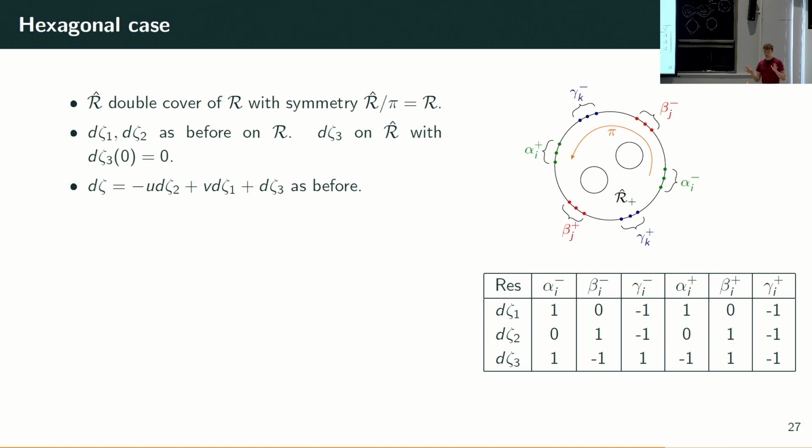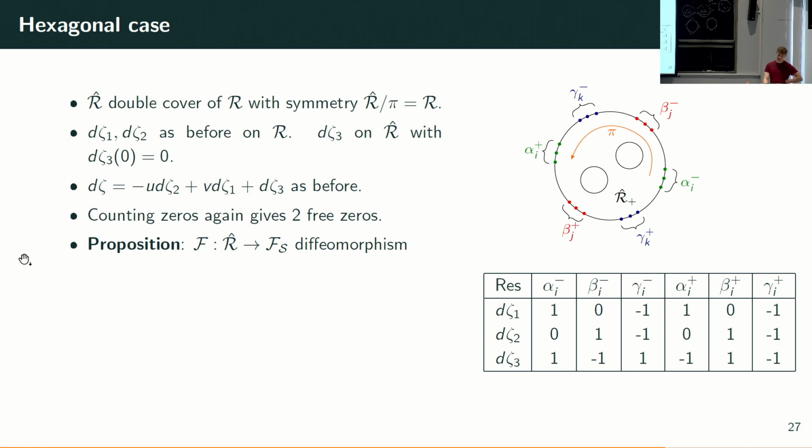But so then you do the exact same thing. You still look at this family of differentials right here. Well, you have to choose this d zeta 3 in the appropriate way. But now d zeta 3 lives on this double cover, right? d zeta 1 and d zeta 2, they are symmetric, so they actually can be extended to just R. So they are still defined on R, which is how it should be.